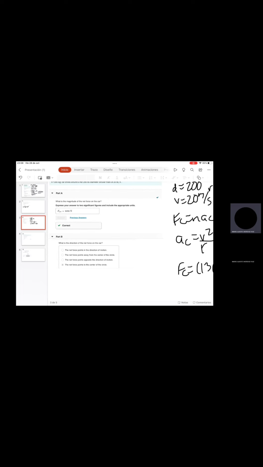Now part B asks us what is the direction of the net force on the car. The net force can also be the centripetal force. So the net force points to the center of the circle, because the net force always points to the center of the circle.